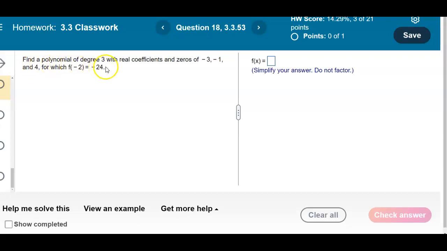Find a polynomial of degree 3 with real coefficients and zeros of -3, -1, and 4 for which f of -2 equals -24. So let's go ahead and do that. What it's asking us is to find the polynomial of degree 3. If it's degree 3, we should have a polynomial that looks like the following: f of x equals a times x minus c times x minus c times x minus c.